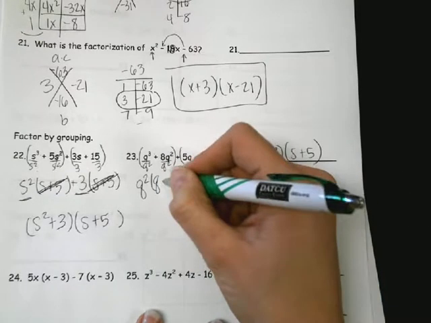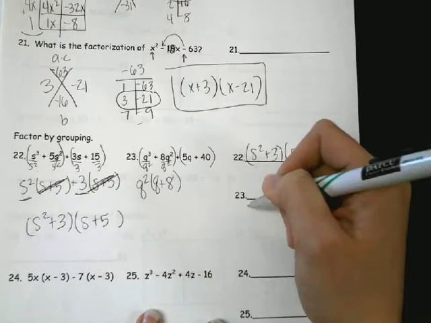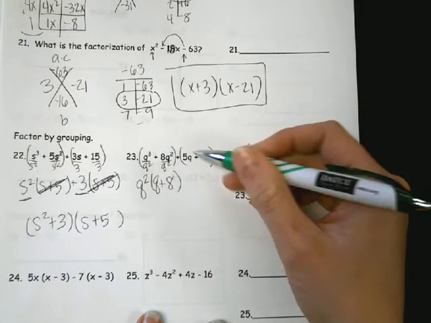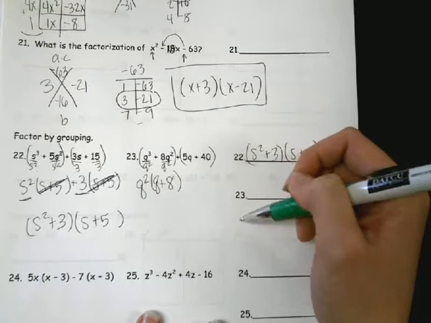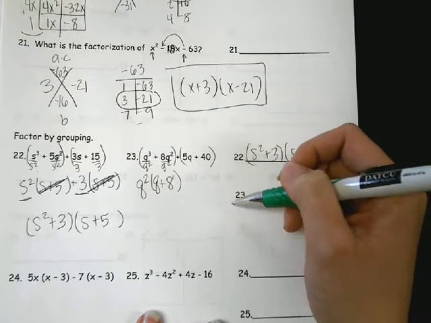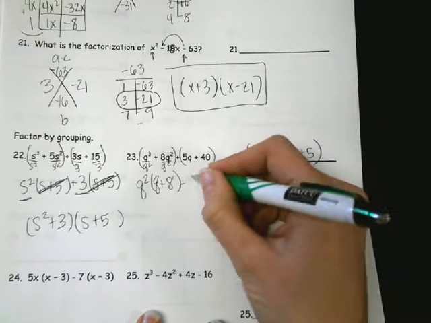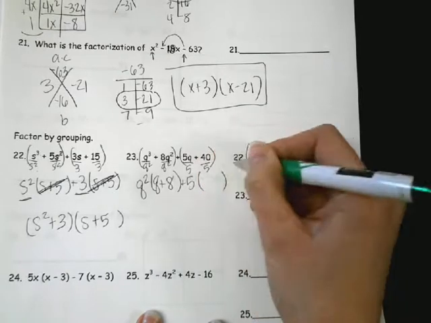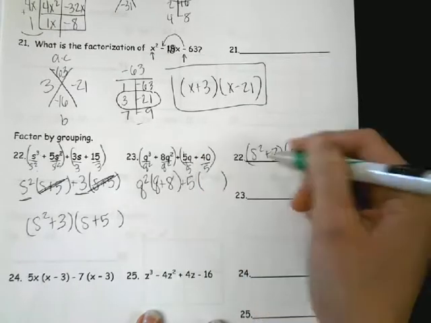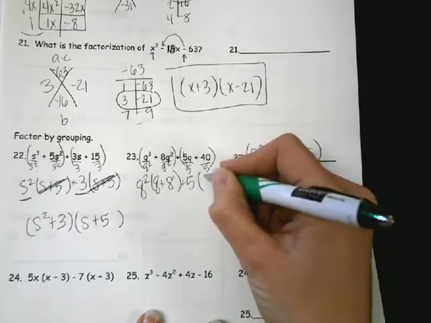Then you look at 5q plus 40. You see what they have in common. They both have a 5 that you can divide by. So you pull him out. Divide by 5, divide by 5. These guys cancel. You're just left with q on the inside. And then 40 divided by 5 is 8.